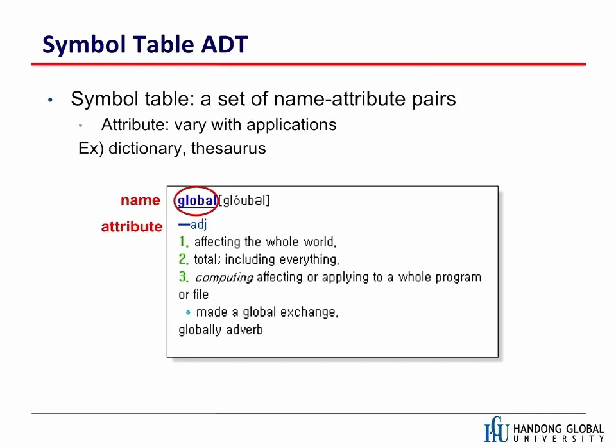If it is a dictionary, then name is a word and attribute is the description of that word. That is the attribute of a dictionary. And if it is a thesaurus, then the name would be a word and the attribute would be a set of similar words. What about the phone book? In that case, the name is the person's name and the attribute includes phone number and email address and some extra information. So we have name and attribute pairs for some applications, and these pairs could be different depending on the application.